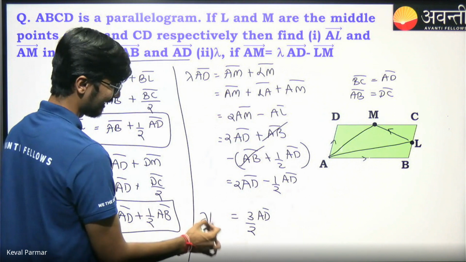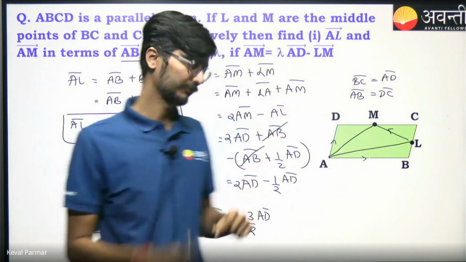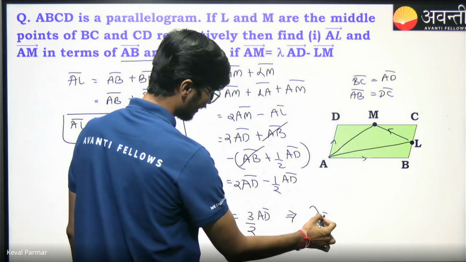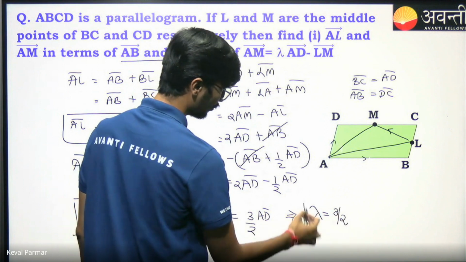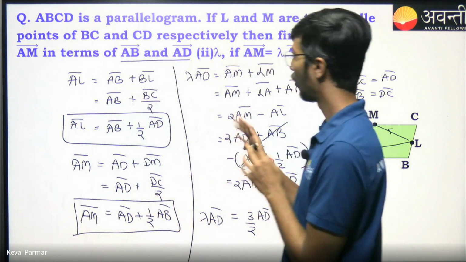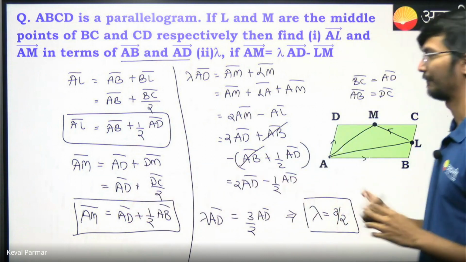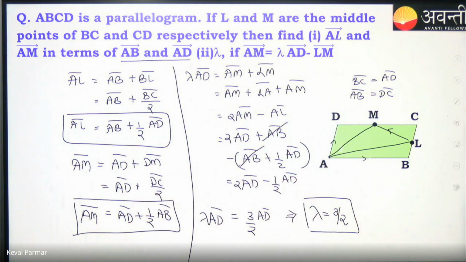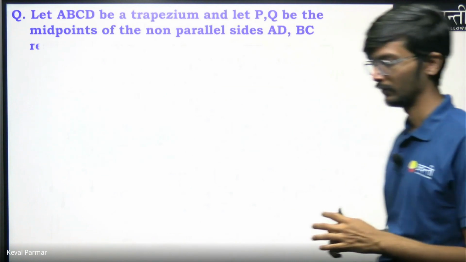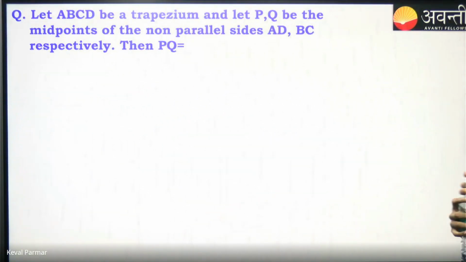On the left hand side, we have lambda AD bar. By equality of vectors, this vector equals this vector, so I can say lambda is equal to 3 by 2. This is my answer. Lambda is 3 by 2. So we got all the answers correct here: AL bar, AM bar and lambda's value. Let's look at some more questions. Again, I'll let you try it and then I'll be solving. Come on, guys.